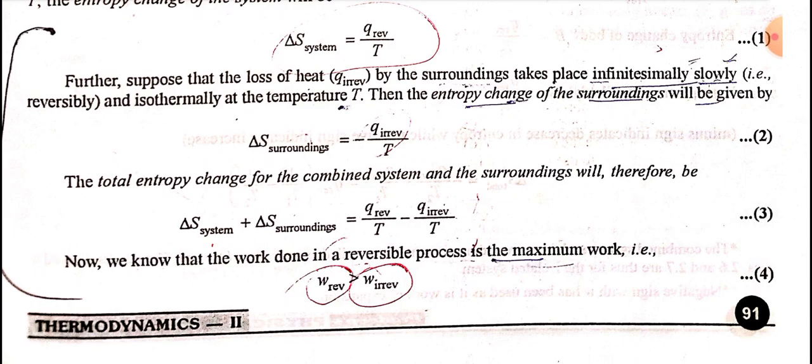Further, suppose that the loss of heat q irreversible by the surroundings takes place infinitesimally slowly, that is, reversibly and isothermally at the temperature T, then the entropy change of the surroundings will be given by delta S surroundings is equal to minus q irreversible by T. The total entropy change for the combined system and surroundings will therefore be delta S system plus delta S surroundings is equal to q reversible by T minus q irreversible by T. We know that the work done in a reversible process is the maximum work, that is W reversible greater than W irreversible. Further is the internal energy.